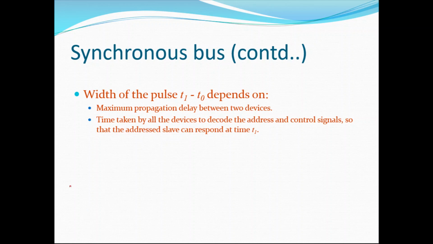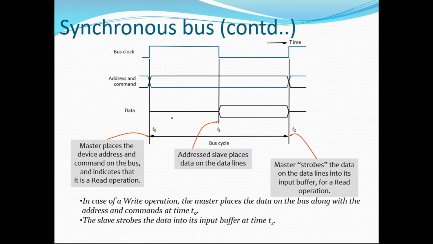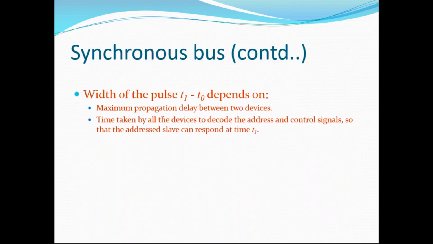What is T1 minus T0? It is this particular time. So this timing includes the maximum propagation delay between two devices. Two devices means what? The bus master and the IO device. It also includes the time taken by all the devices to decode the address and control signals so that the addressed slave can respond at time T1. So actually T1 minus T0 is based on the speed of the slowest device.